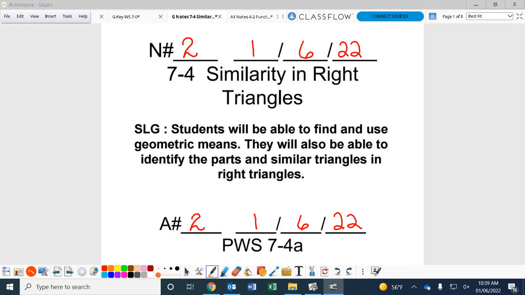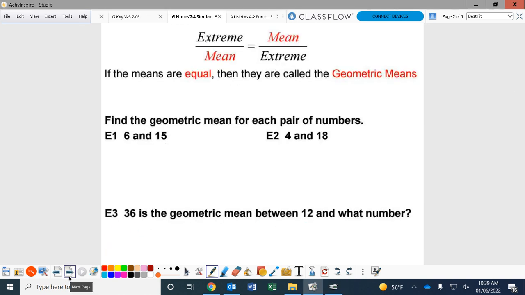So today we're going to be talking about similarity in right triangles. In order to do that, we're going to talk about extremes and means first. We've done extremes and means before as far as the vocab. Now we're going to show you how it shows up in a geometric mean. This is that proportion that we talked about before.